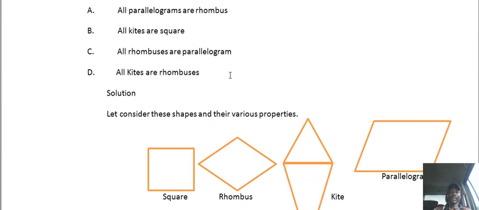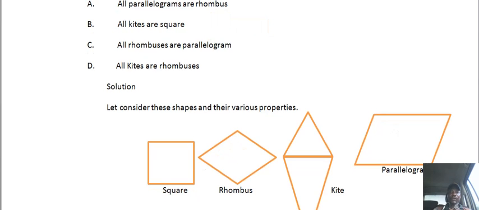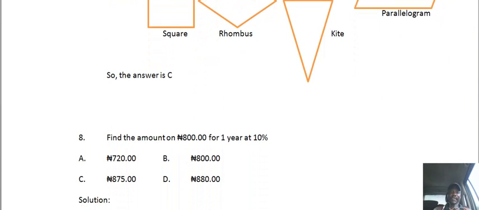Number B, all kites are square. That is not a true statement. All kites cannot be square. Then option C says all rhombus are parallelograms. Yes, it is possible to get a rhombus in the parallelograms. But all parallelograms are not rhombus. All rhombus are parallelograms. So all kites are rhombus? No, all kites are not rhombus. It is not possible. So the correct answer in this question is C. All rhombus are parallelograms.